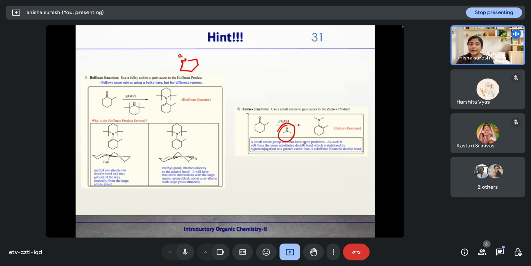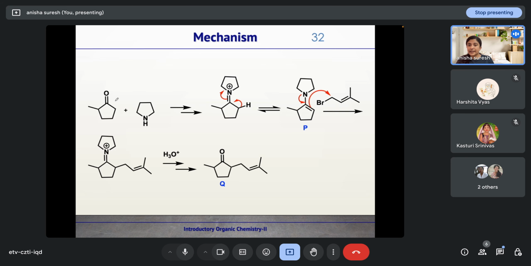So a small amine group does not have steric problems. As such, it will form the more substituted double bond, which is stabilized by hyperconjugation to a greater extent than the Hofmann enamine double bond. So the more substituted double bond will be formed in the case of the Zaitsev enamine, and in our case, since we are having an amine which is more substituted or bulkier, we are getting the Hofmann enamine. That is why this enamine is forming in our case. So P will be this Hofmann enamine.